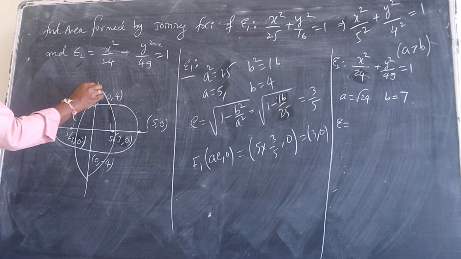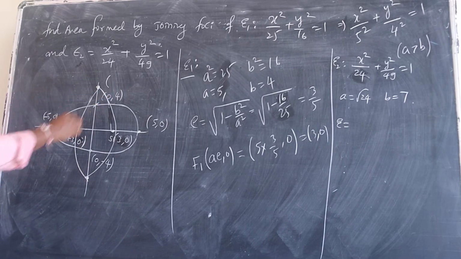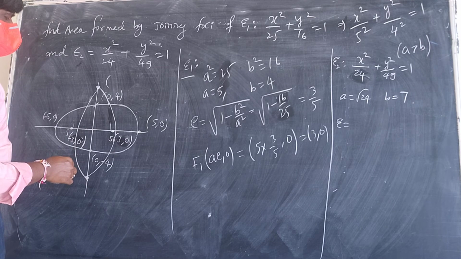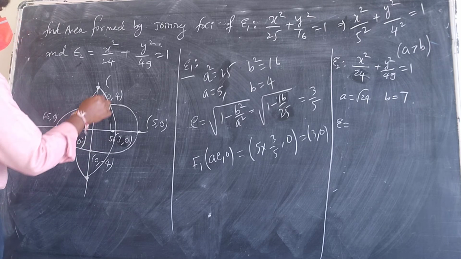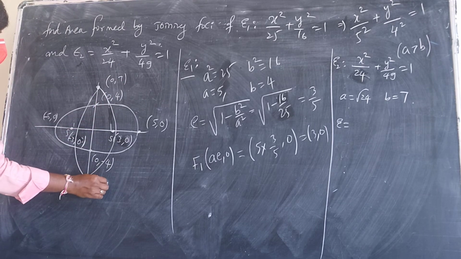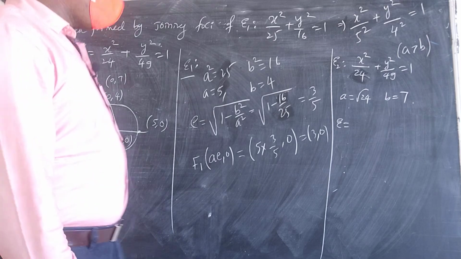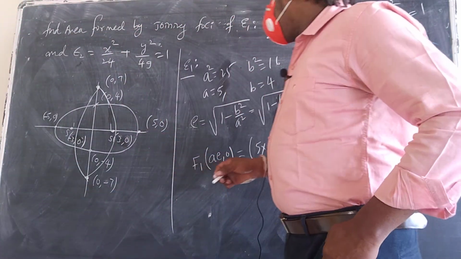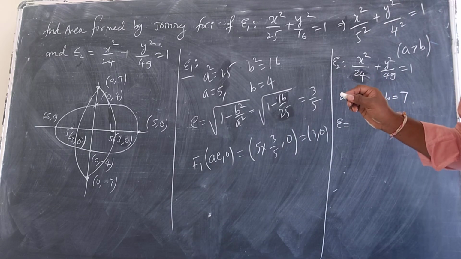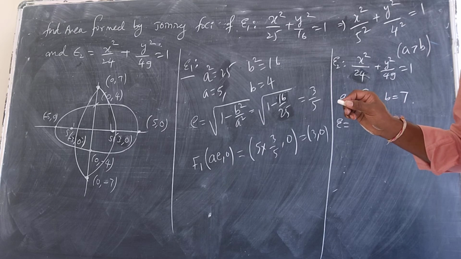So this vertex is there. You know that. What is A here? A is how much? Tell me. B. 0 comma 7. Another one 0 comma minus 7. So you have to find the focus for this. So focus will be what? Focus is equal to what?